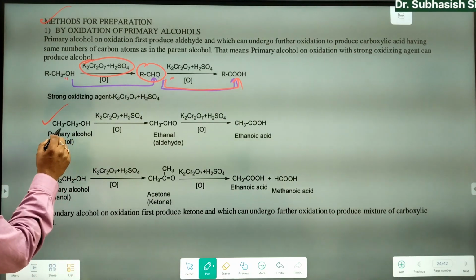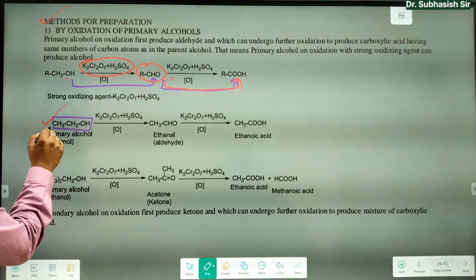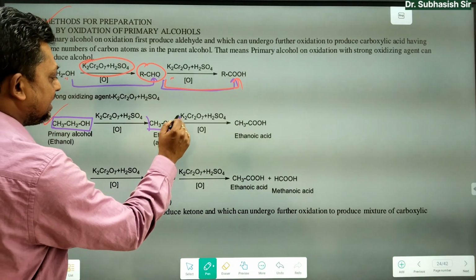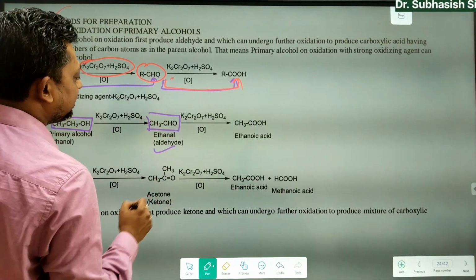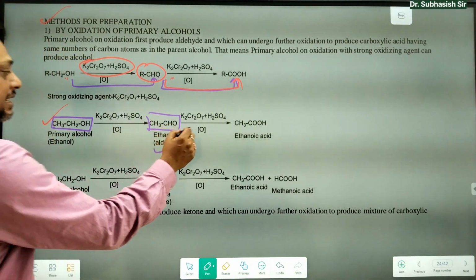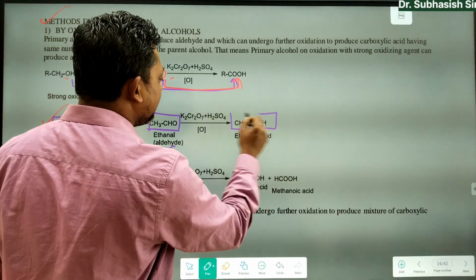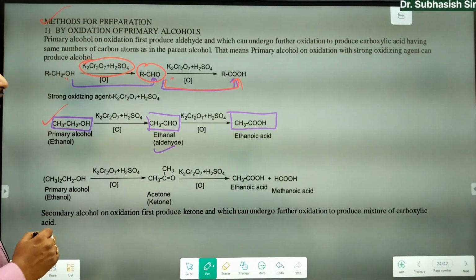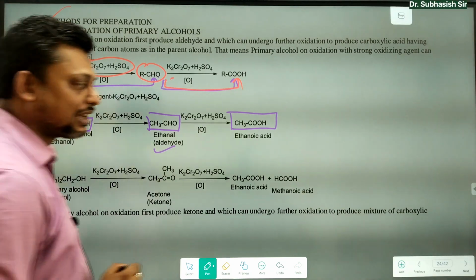So other examples are mentioned here. Here you can see that this ethanol, if you oxidize, at first you will get ethanal. It is an aldehyde, and then again this can undergo oxidation in presence of a what? Strong oxidizing agent to form what? Carboxylic acid.